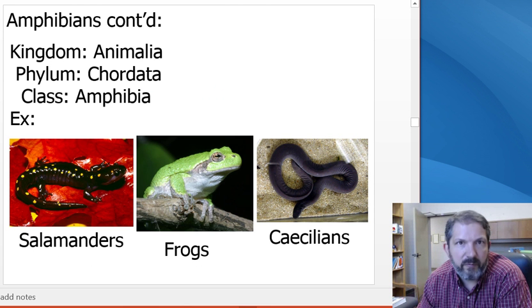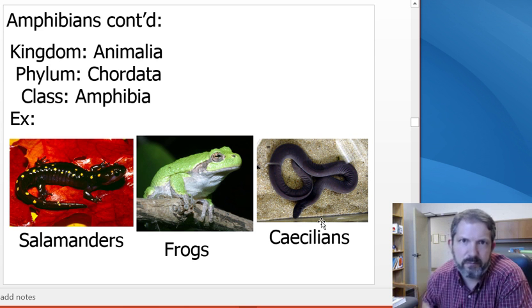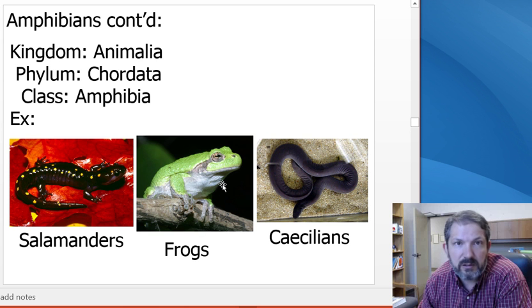So amphibians include things like salamanders, frogs, and caecilians. Caecilians, you're never going to see them. They live underground in the tropics, and they look kind of like giant squiggly worms. They're pretty weird. Frogs and salamanders: frogs include the toads. There are a few salamanders around here, and quite a few species of frogs and toads.